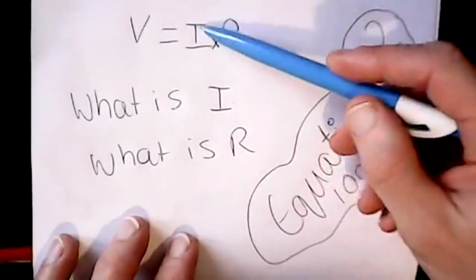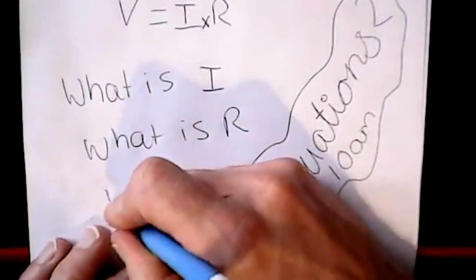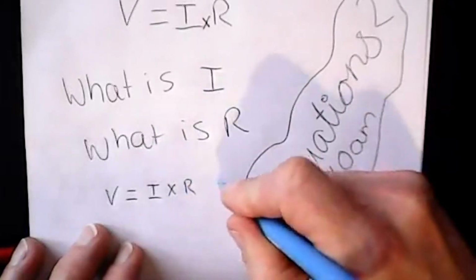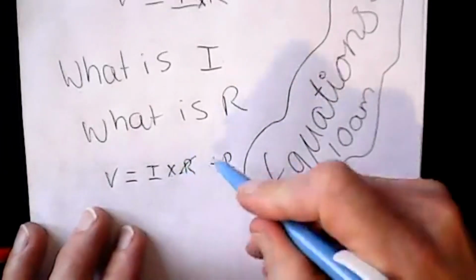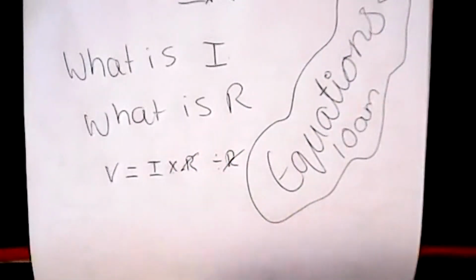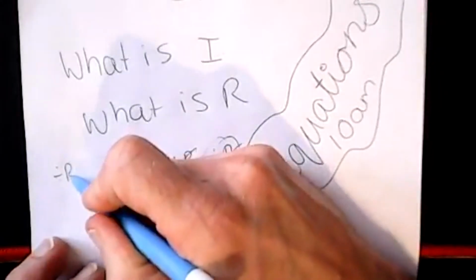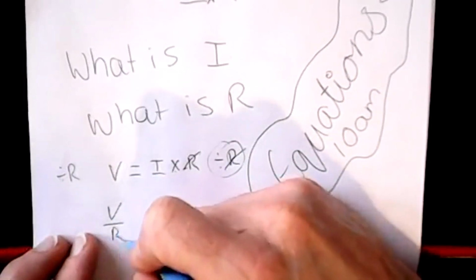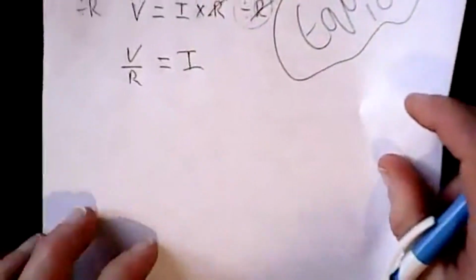Remember that we're working downwards, not left to right. So let's see what the reverse of times by R is. That's going to be divide by R. If I do a divide by R on both sides, let's see what happens. On this side, I've got I times R divided by R, which just cancels into a value of 1, and 1 times a number is the same. But I've got to do the same thing to the other side, a divide by R. That gives V divided by R, which we write as V over R, and that gives us I. It's really quite easy.